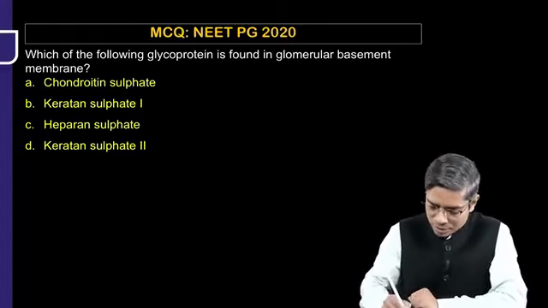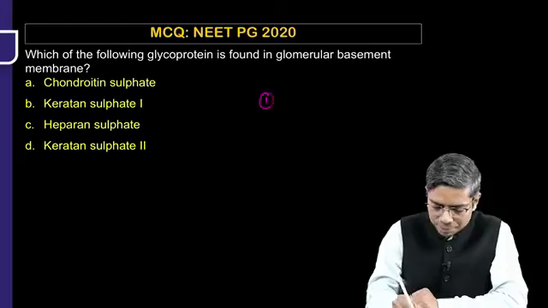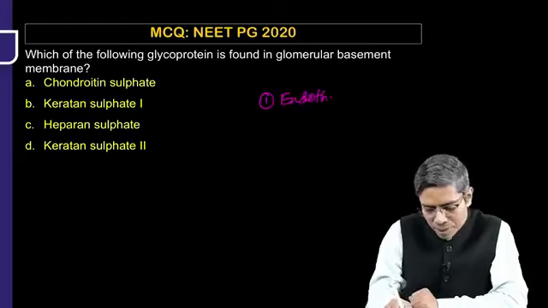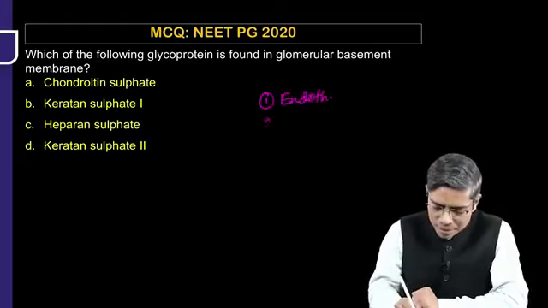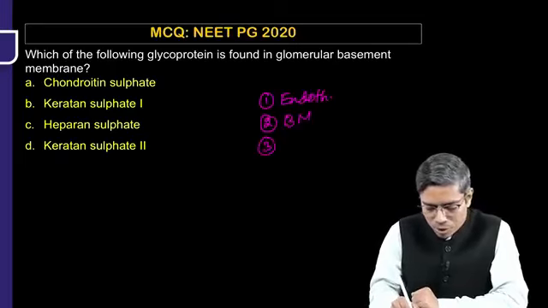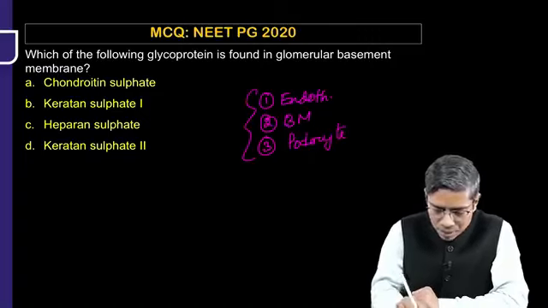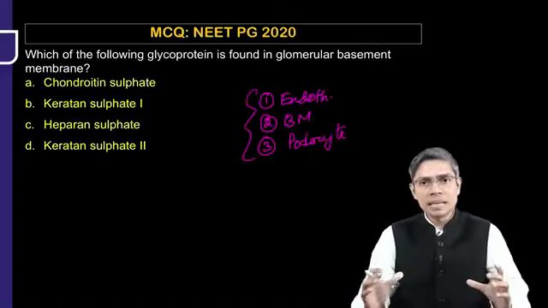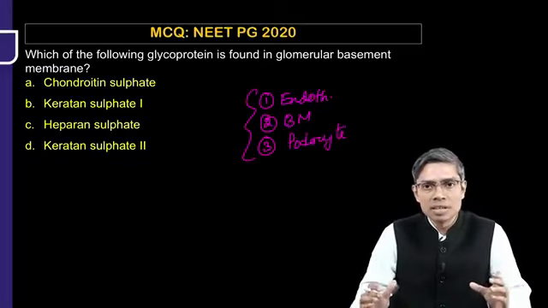You know that in the filtration barrier there are three layers. One is the endothelium cell of the glomerular capillary. The second layer is the basement membrane. And the third layer is the foot process of the podocyte, right? So these three together make a layer which is known as the glomerular filtration barrier.